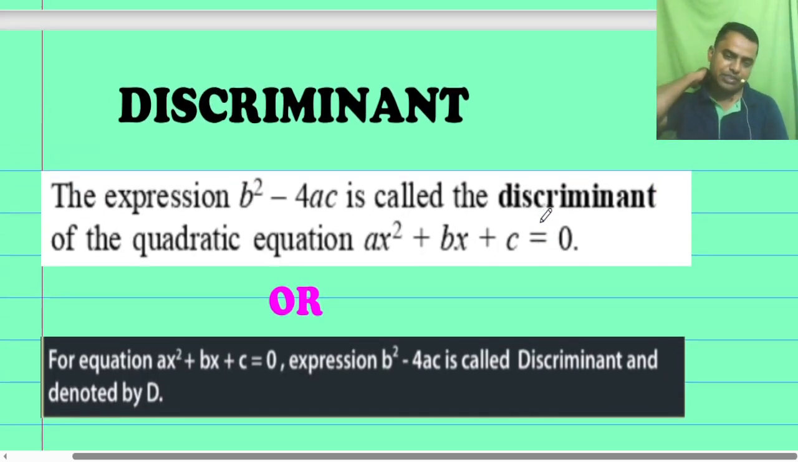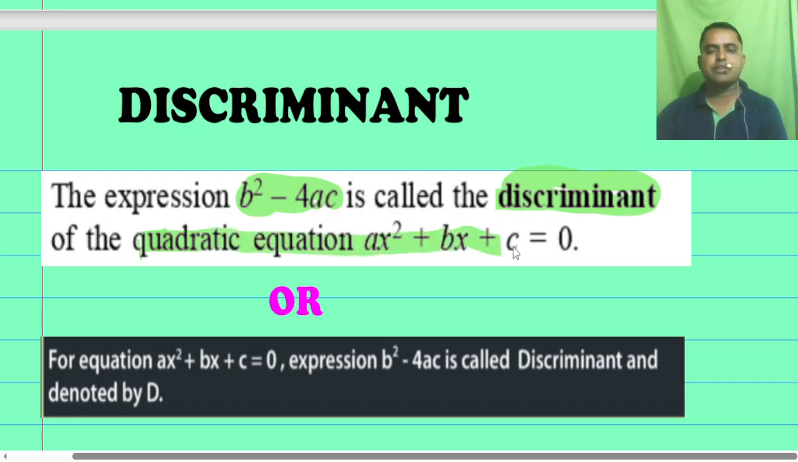Discriminant. The expression b square minus 4ac is called the discriminant of the quadratic equation ax square plus bx plus c is equal to 0. So this expression b square minus 4ac is called the what? Discriminant. Discriminant of the what? Quadratic equation ax square plus bx plus c is equal to 0.